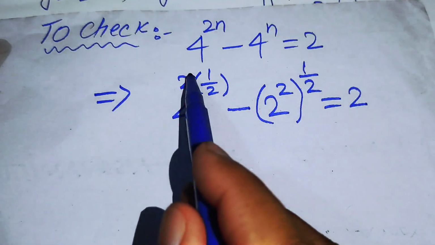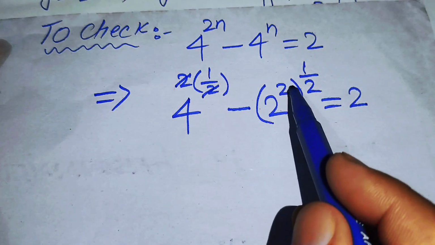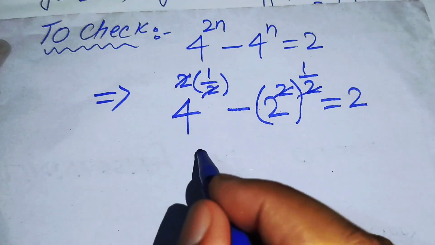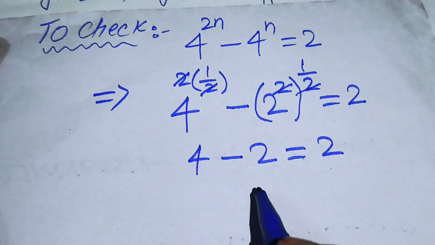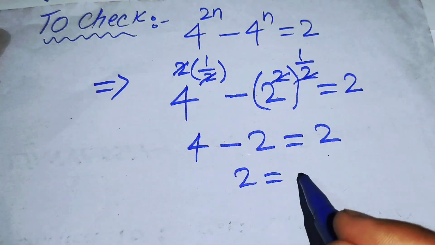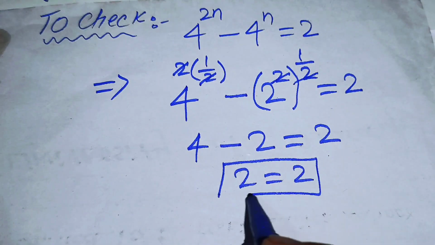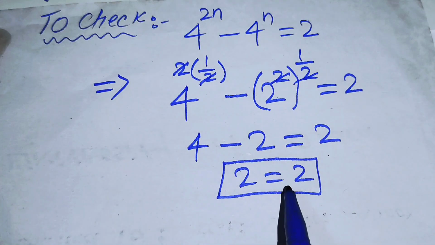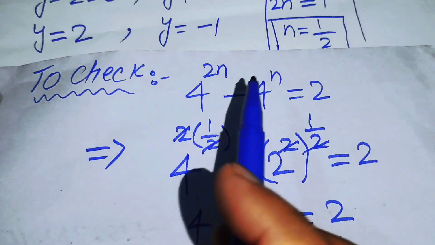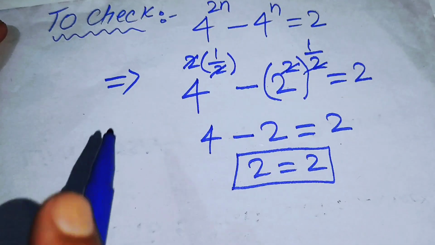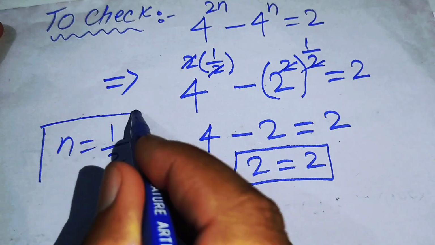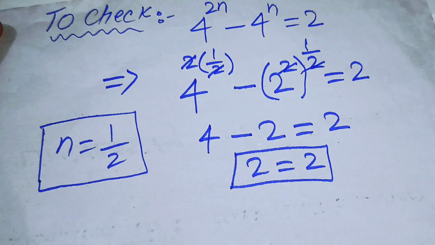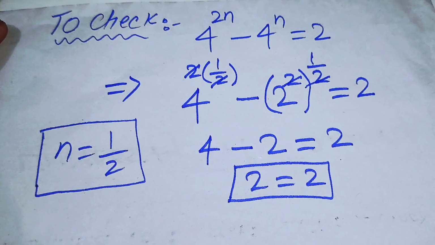And now you see that these 2 are gone, and similarly these 2 are gone, and here you get only 4 minus 2 is equal to 2, and finally you get 2 is equal to 2. So this shows that n is equal to 1 over 2 is the only solution of the given equation. So this is our final answer.